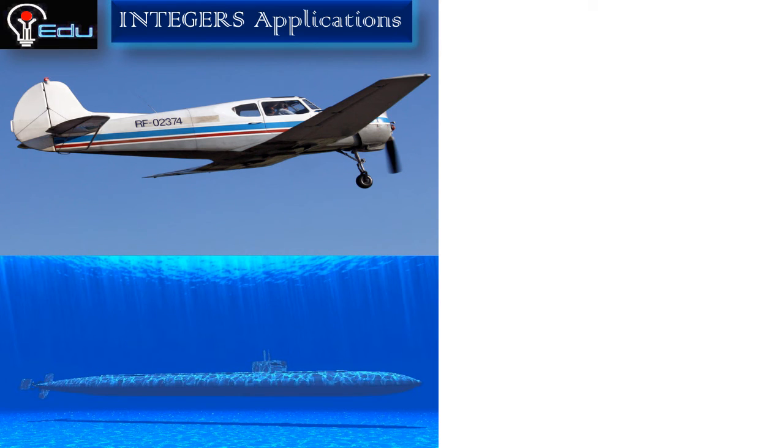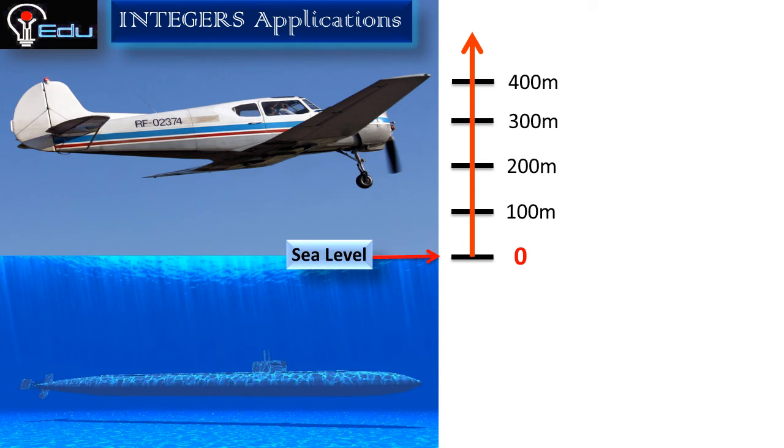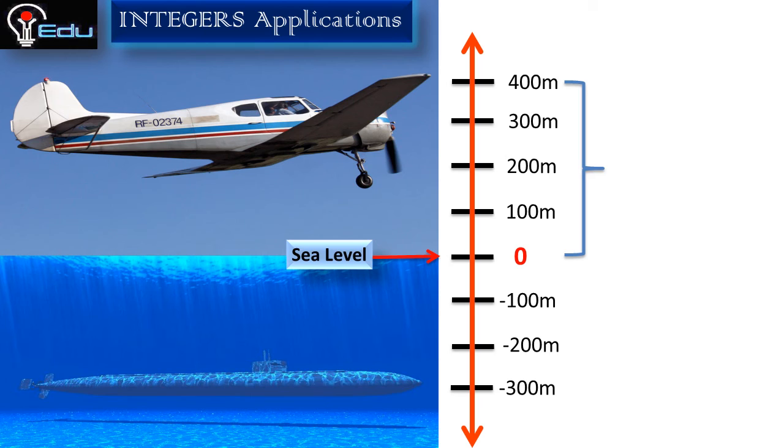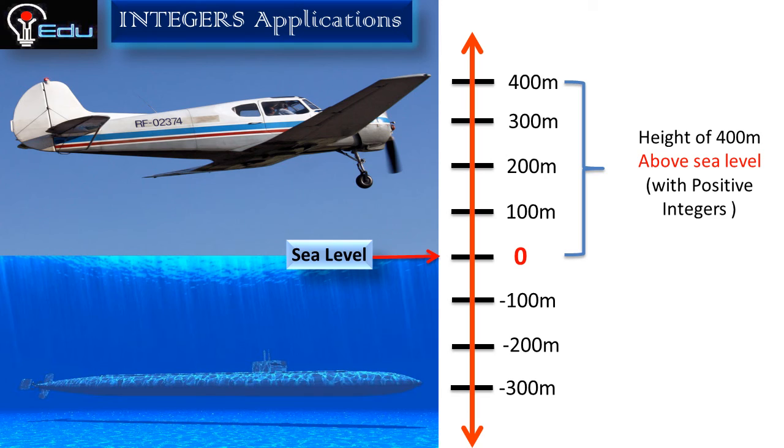And next is integer applications: below sea level and above sea level. So this is above sea level, where the aeroplane is, and we will see how much height it has. Sea level is represented with 0, above sea level is with positive integers, and below sea level is with negative integers. The aeroplane is at a height of 400 meters above sea level, represented with positive integers.